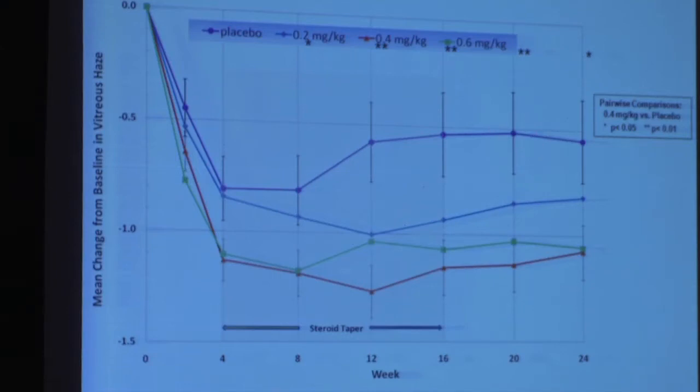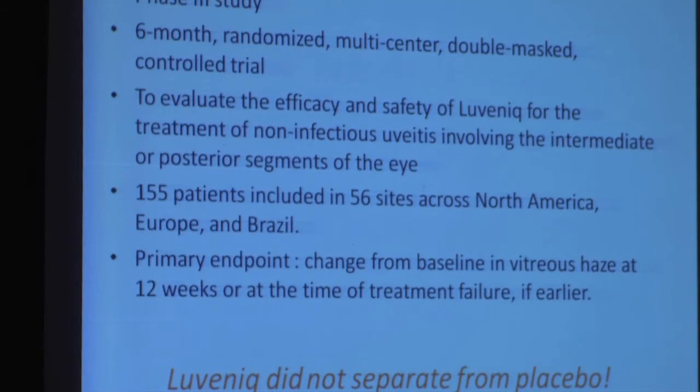However, the second study did not reach significance, and the FDA asked for a second set of RCT, which was a phase 3 study, 6 months, randomized, multicenter, double-masked controlled trial to evaluate the efficacy and safety of the drug, again in a group of active non-infectious uveitis involving the intermediate or posterior segments of the eye.